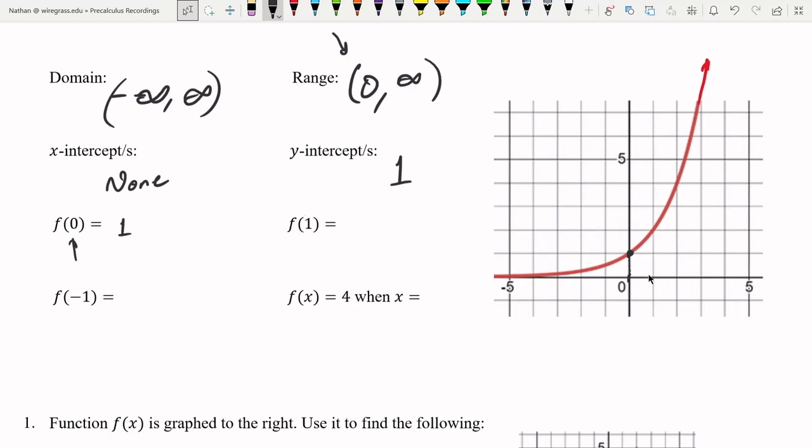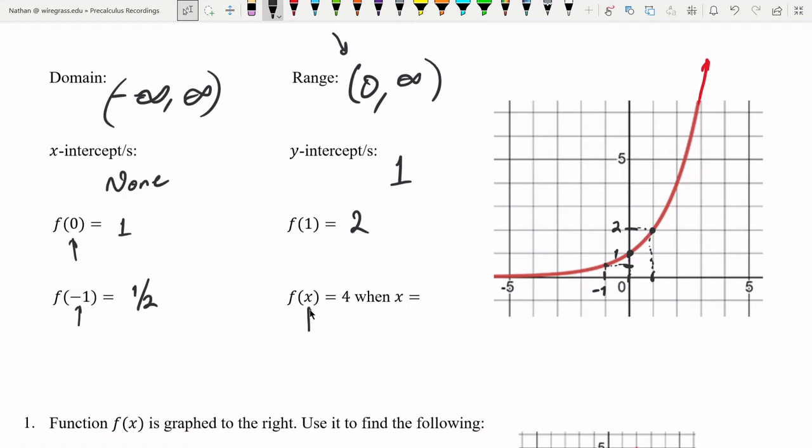If you plug in 1, what do we get? Plug in 1 in here, go up, and that is at 2. So f of 1 is 2. We're going to plug in -1 down here, and that is at, it looks to be, and I know for a fact it is, it's at 1/2.